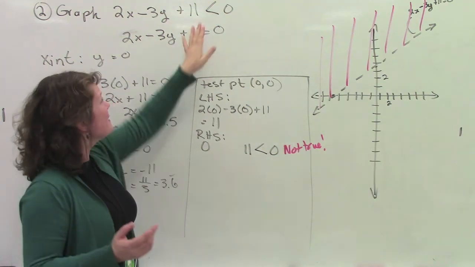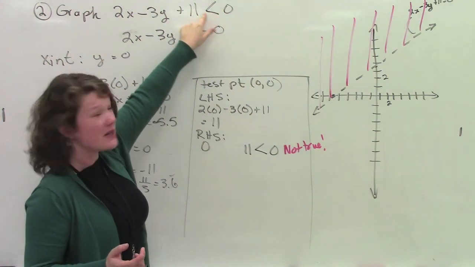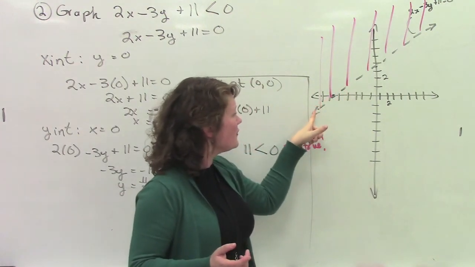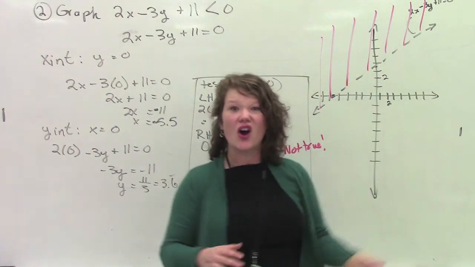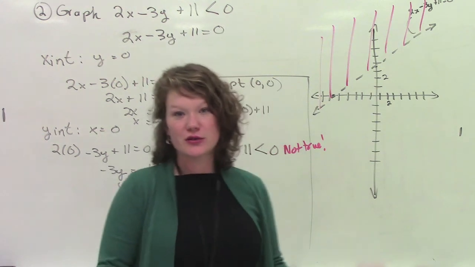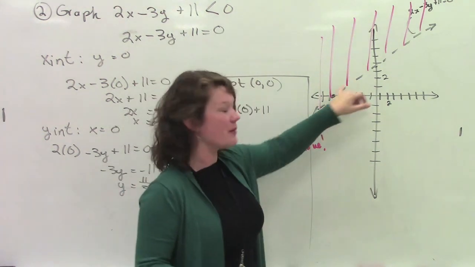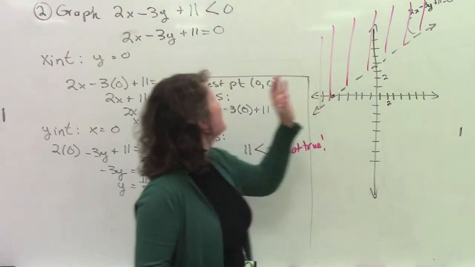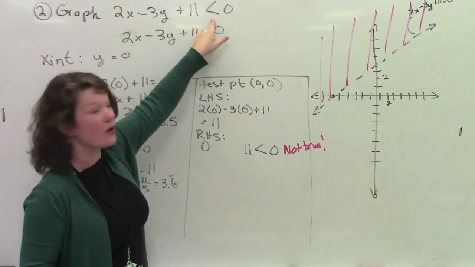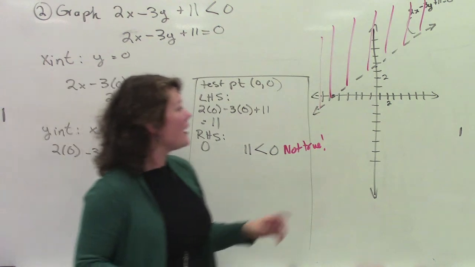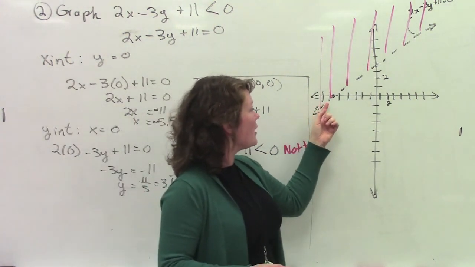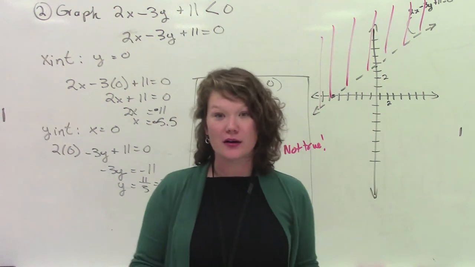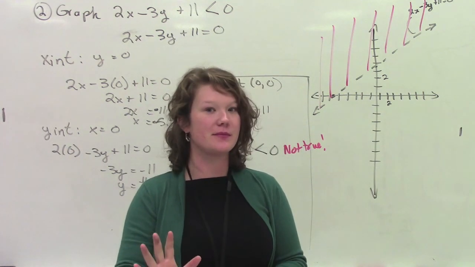Now, since we don't have an equal sign here, any values that are on this line are not included in the solution region. That's why we've denoted it by a dashed line. However, if it were a full line, say it had a less than or equal to 0, then every point that would be found on this line would also be a part of the solution region. I just wanted to be clear on that.